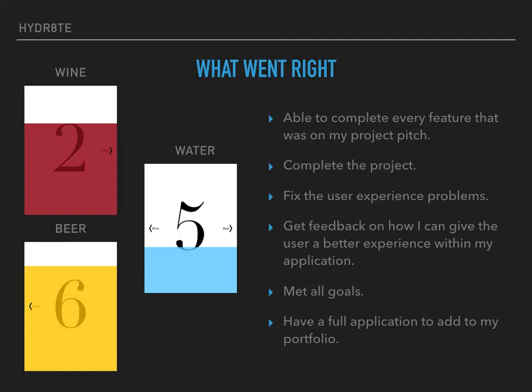So I was able to complete every feature, complete the project, fix the user experience problems. I got feedback from my professor from the alpha, and I made it look a little bit easier and have a better user experience for my users. Met all the goals, and now I have a full application that I can actually add into my portfolio.